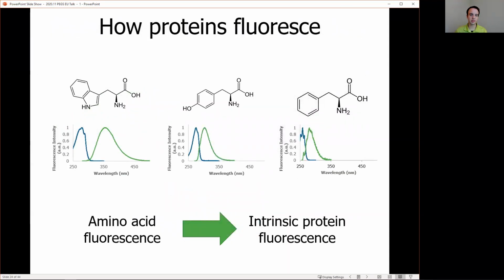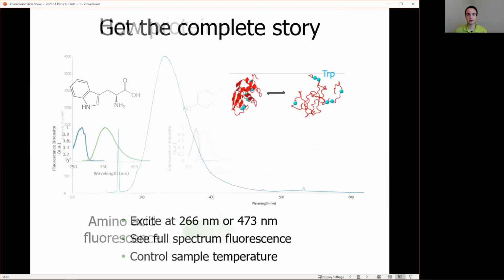When we're studying samples, it's important to also understand how proteins fluoresce. So in this case, we're showing the excitation and emission behavior of tryptophan, tyrosine, and phenylalanine amino acids. The idea being that if we're exciting these amino acids with a UV laser, then we're going to be seeing them fluoresce, and when they're present in a protein, they're what gives total intrinsic protein fluorescence.